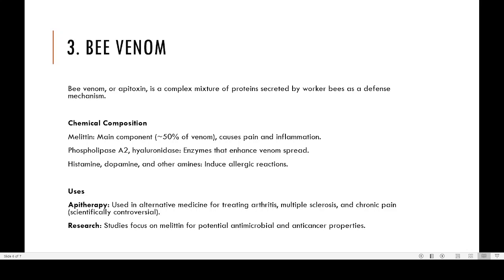Other substances present in the bee venom are histamine and dopamine, and both are neurotransmitters, and these neurotransmitters can influence your nerves. These are the chemicals which are primarily responsible for creating the allergic response.